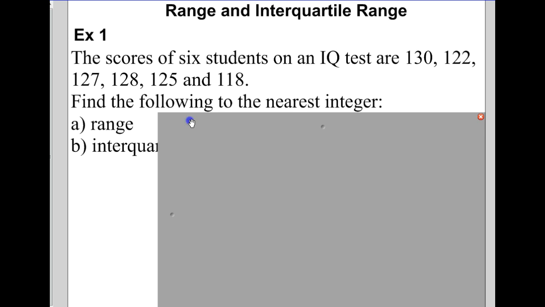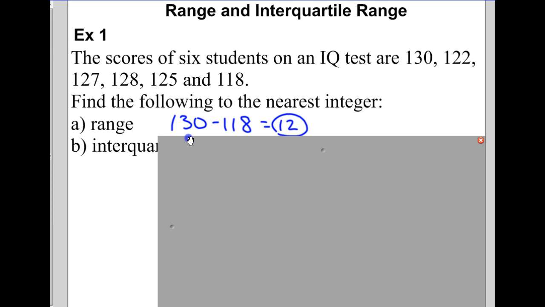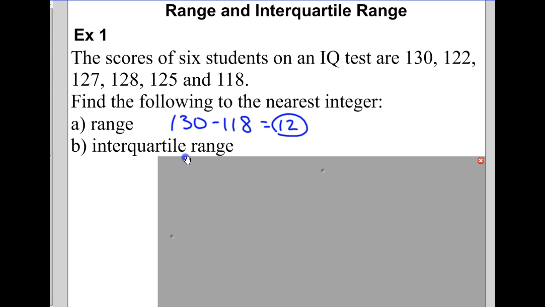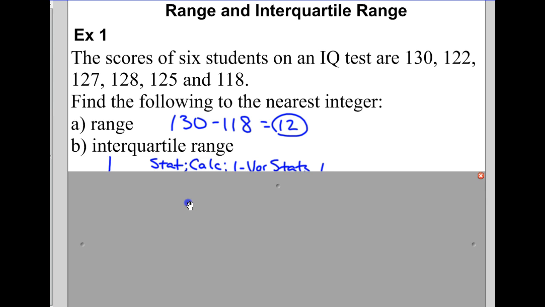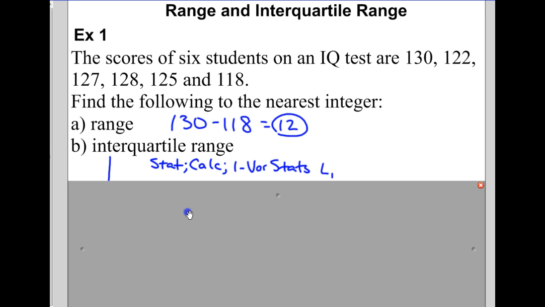Okay, so hopefully you figured out the range was 130, which is the maximum, minus 118, which is the minimum, is 12. Now if I'm interested in the interquartile range, I'm going to need to set these data up in order. Okay. I could put these in order, and then figure out the median, figure out the first quartile and the third quartile, and subtract. Not too hard. But we're going to look at it a different way.